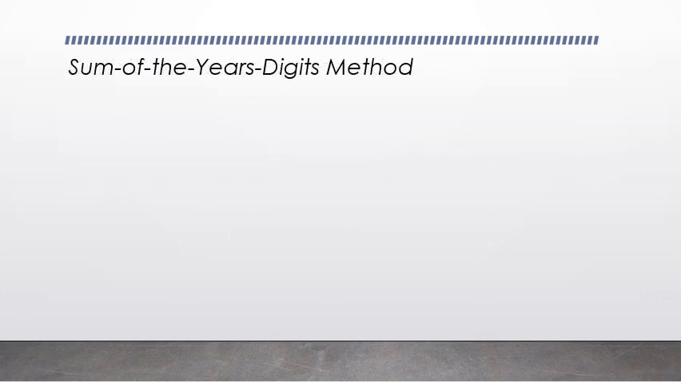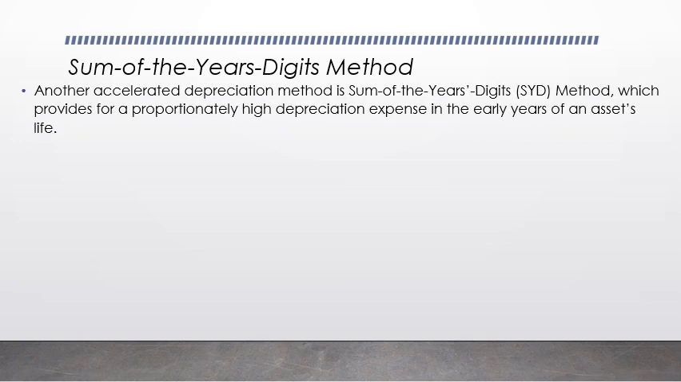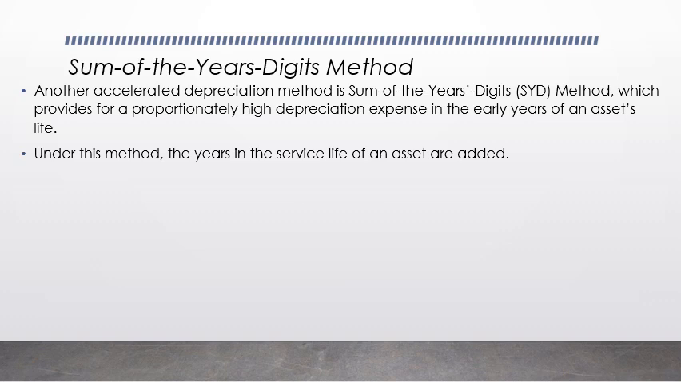Sum of the years digit method. The third method is termed as sum of the years digit, also called SYD or SOYD, and which provides for proportionately high depreciation expenses in the early years of an asset's life. How is it calculated?